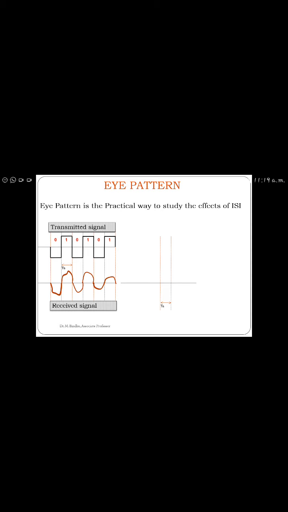To analyze ISI, we take a transmitted signal, which is binary data as you know, but I'm going to represent it in terms of a shift keying output. So 0 is represented as negative voltage and 1 is represented as positive voltage. You can see here 0 is negative, 1 is positive, and one time period is Ts. I have just drawn the equation with respect to the waveform, positive and negative waveforms.